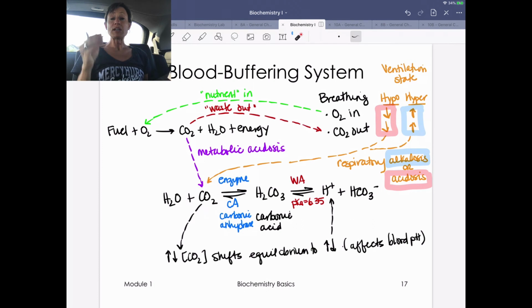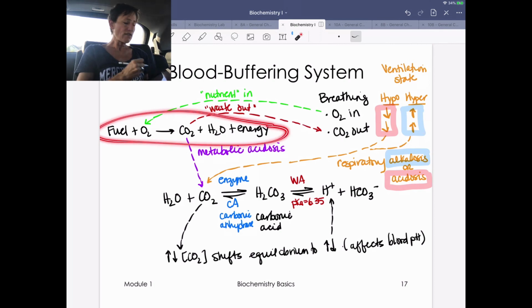We've got carbon dioxide kind of being a key player in this equilibrium. So again, thinking about increasing or decreasing concentrations of CO2 will shift this equilibrium such that we will increase or decrease the concentration of protons, and that ultimately is how we affect blood pH. So let's talk about two ways that we know right now that we can affect concentration of CO2.